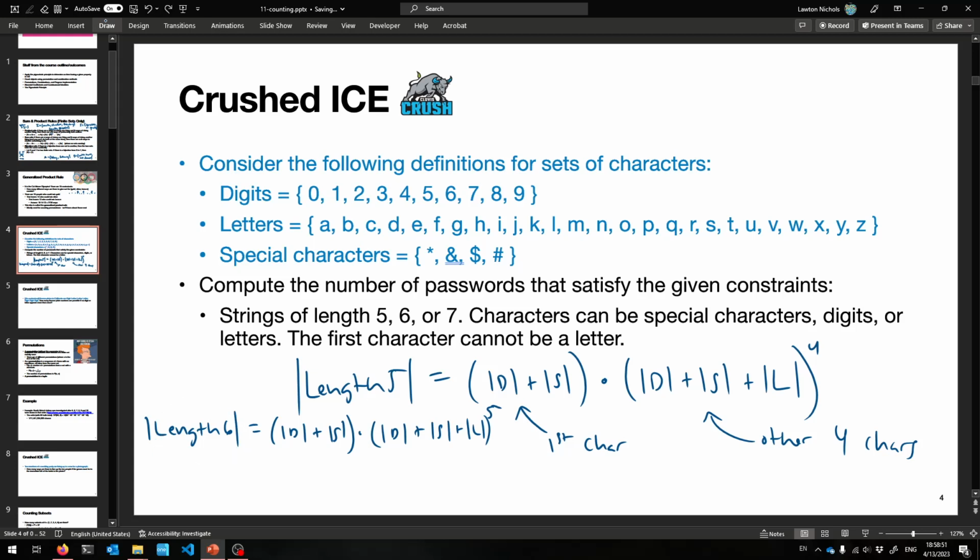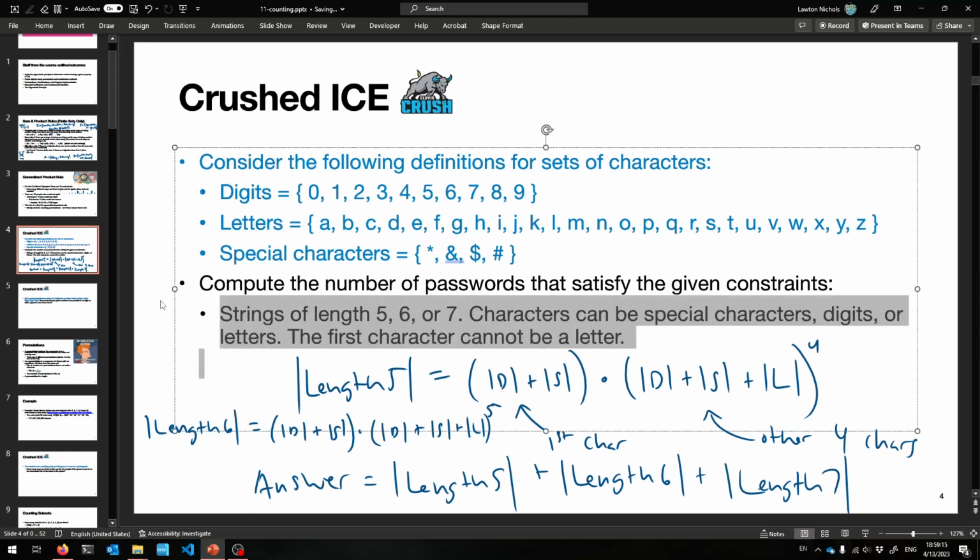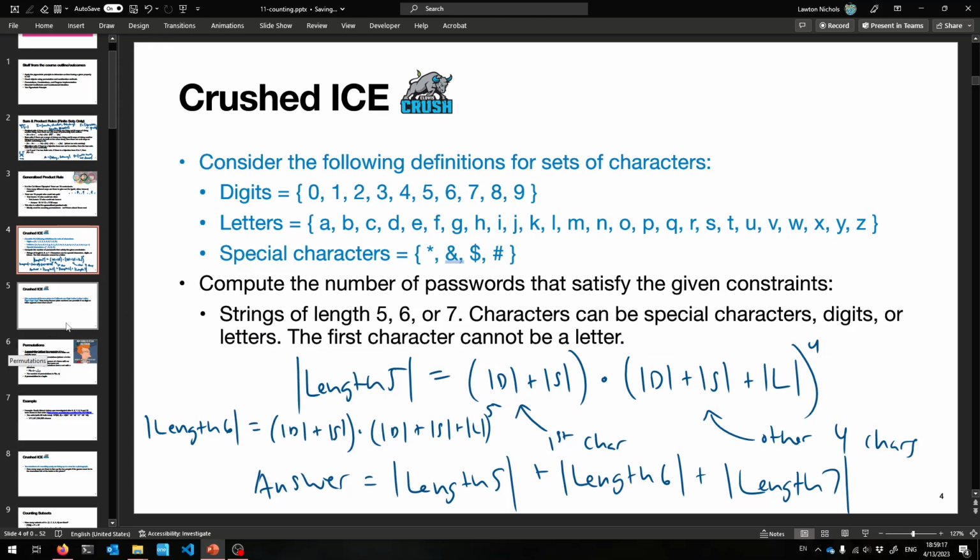And then the final answer is going to be the size of the length 5 set, which you could compute yourself if you'd like, plus the size of the length 6 set, and I think you understand how to calculate the length 7 set as well. But that's how you use the generalized product rule to count something interesting, like how many passwords are allowable. What are my odds of guessing a password correctly? Things like that. So that's a good example, I hope.